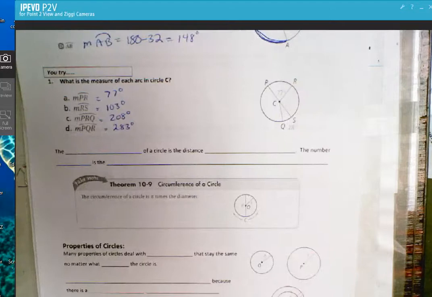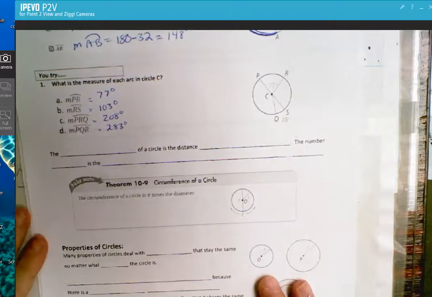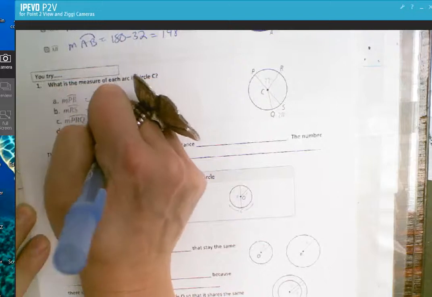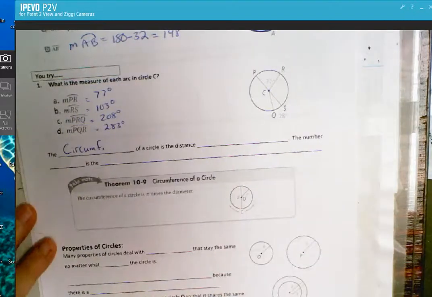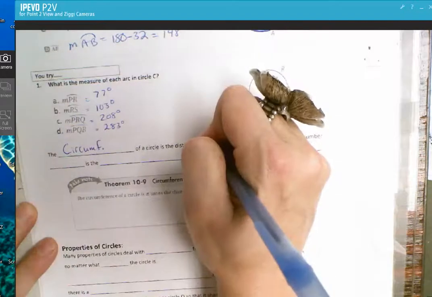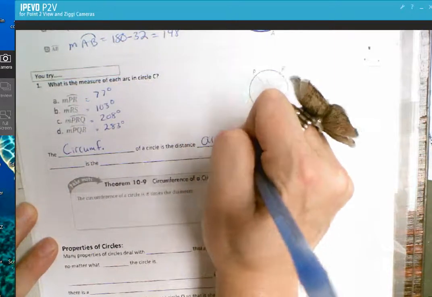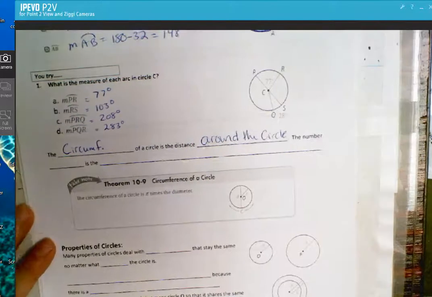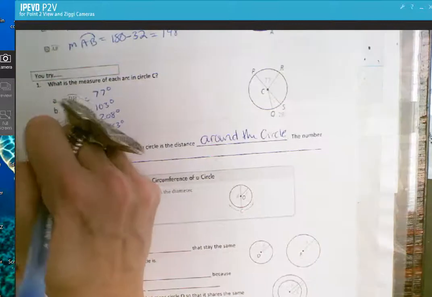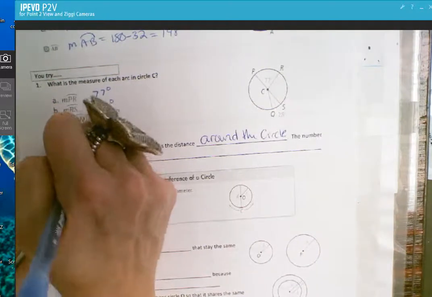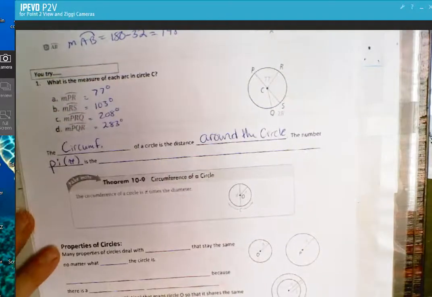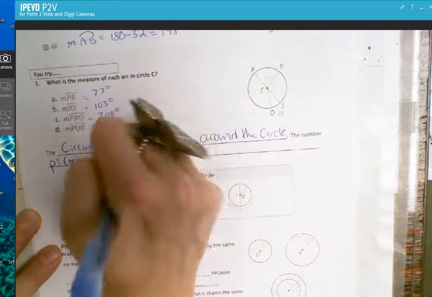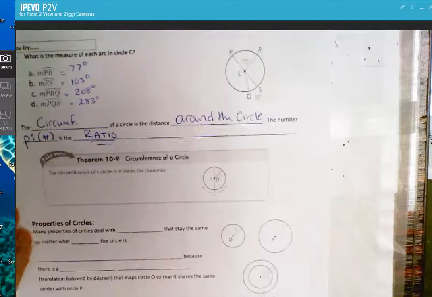Let's take a look at circumference. We've all dealt with circumference already, so we're going to go pretty quickly. The circumference of a circle is the distance around the circle. We know that. The number pi, spelled P-I, with the pi symbol. Here's what we might not remember. We need to know this. Put a big star next to it, highlight it, do what you've got to do.